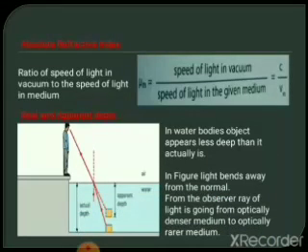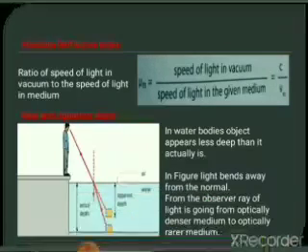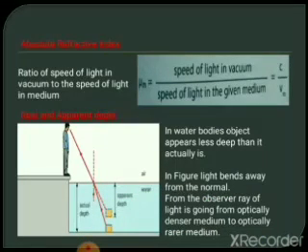That is written over here. In the figure, light bends away from the normal. From the observer, the ray of light is going from the optically denser medium to the optically rarer medium, because of which this person is observing this object a little upper. So from this portion to this portion is the apparent depth, and the real depth is this actual depth. Why is apparent depth arising? Because the ray of light is going from a denser medium to a rarer medium to this person's eye. As a result, this object will appear a little upward to this person. This is the apparent depth.